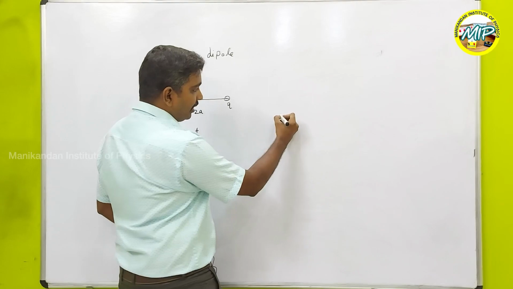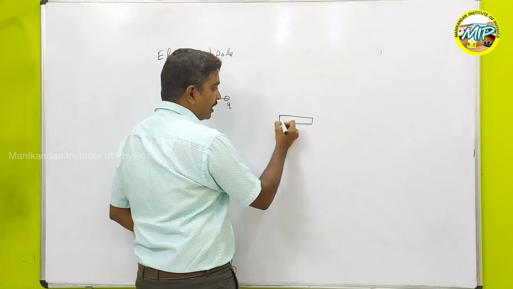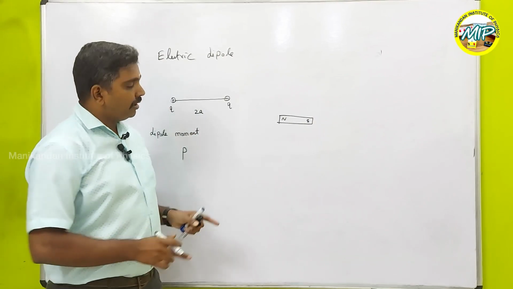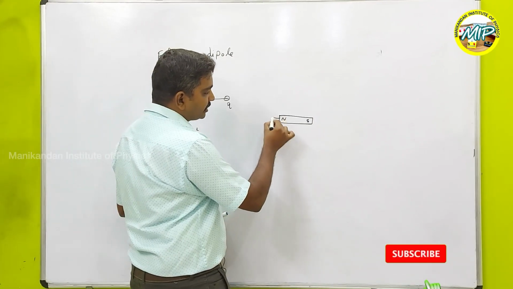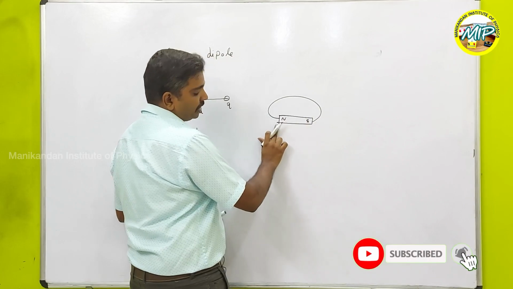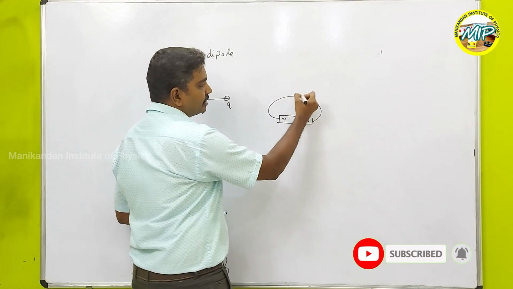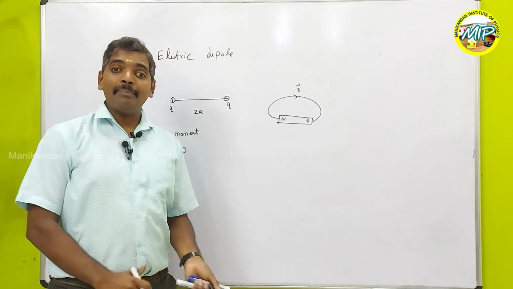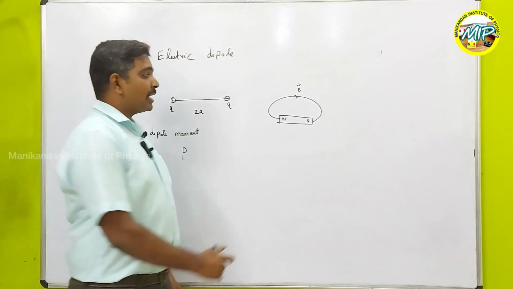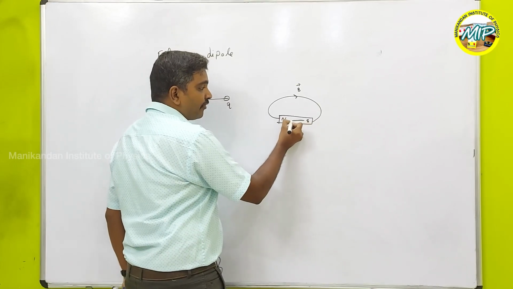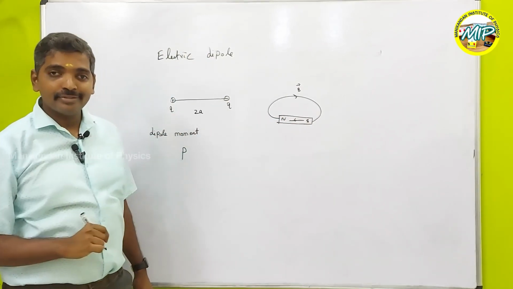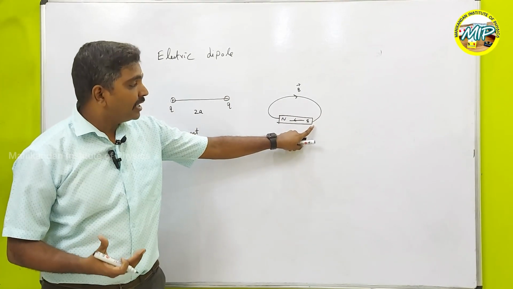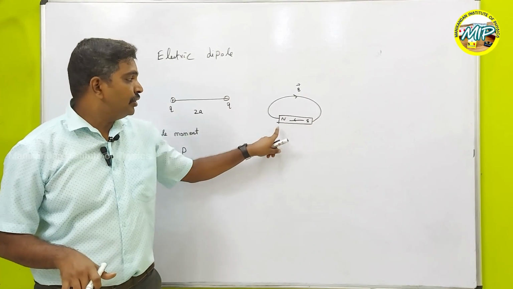If I have a bar magnet, this is the north pole and this is the south pole. My magnetic field lines always start from the north pole and end at the south pole. So what's happening inside the magnet? Inside the magnet, the field lines flow from south to north. This is very important, right? So the field lines inside the medium go from south to north.